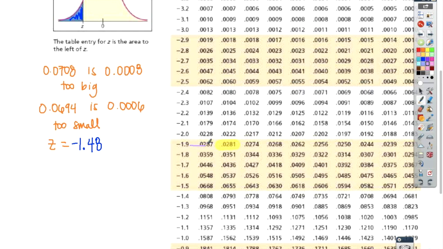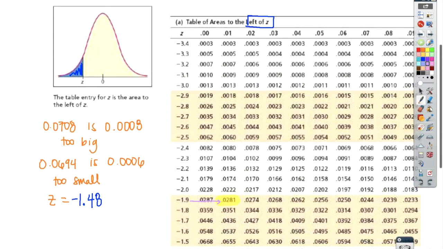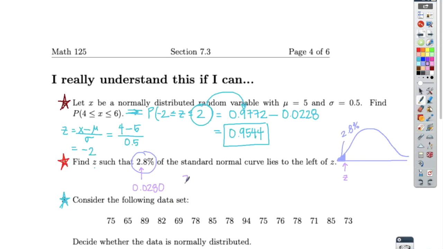And that value is negative 1.9, and I just need the hundredths spot, and it's 1. Negative 1.91. So z equals negative 1.91.